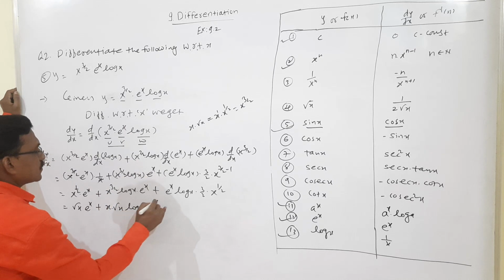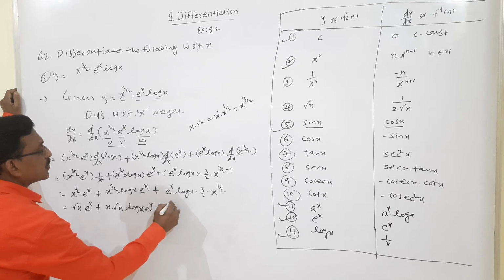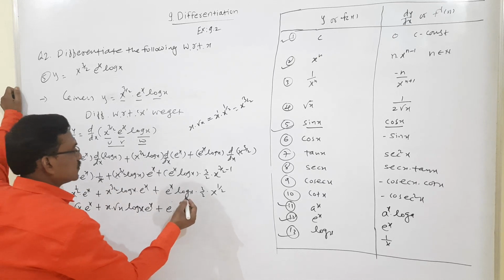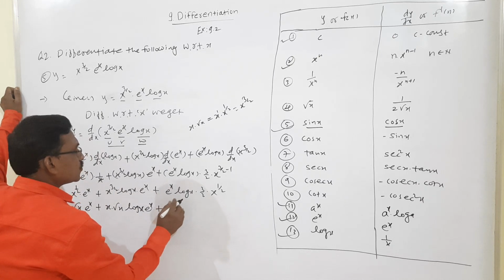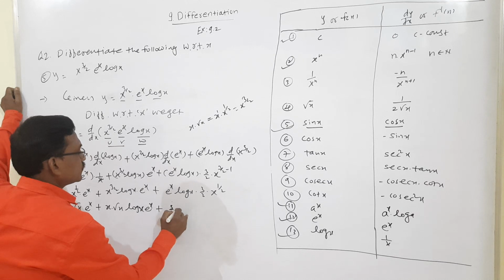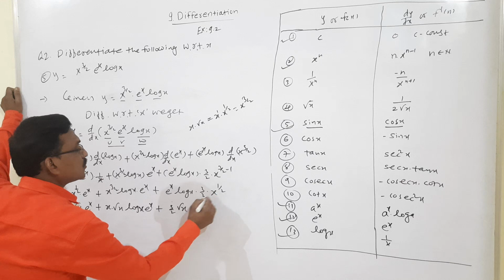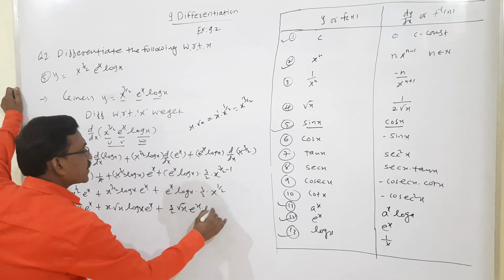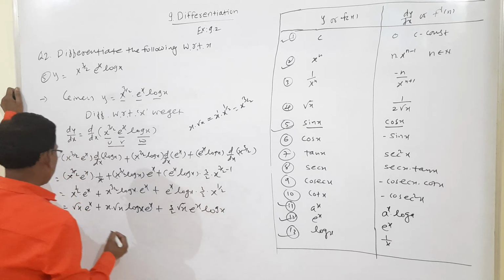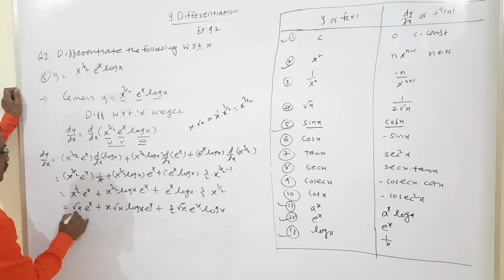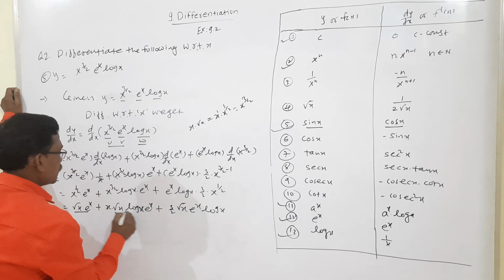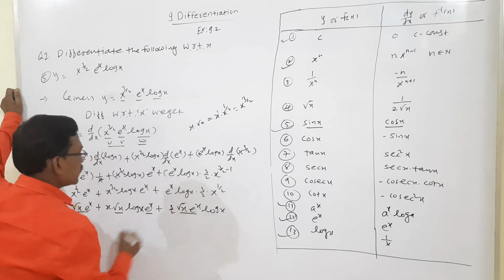e raised to x plus e raised to x, 3 by 2 into x to the power, the value of root is 1 by 2, root x into e raised to x into log x. And so therefore we may take common root x into e raised to x.